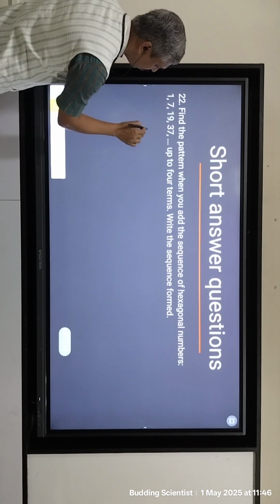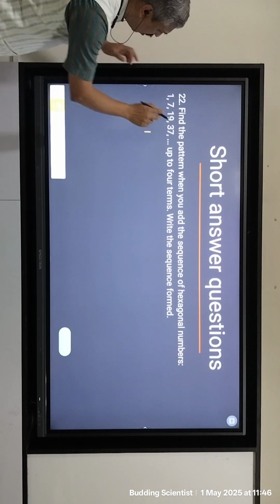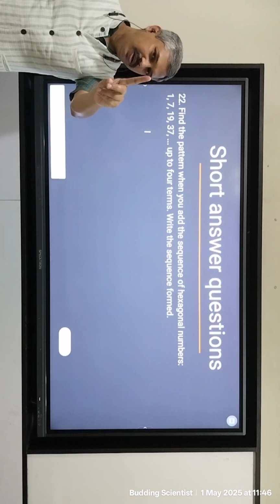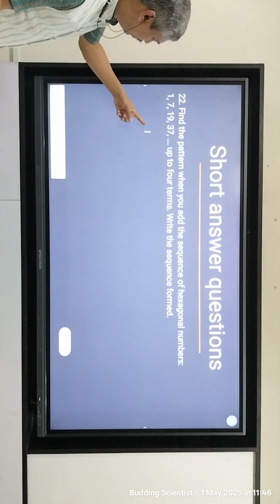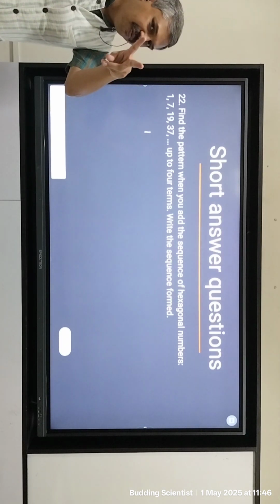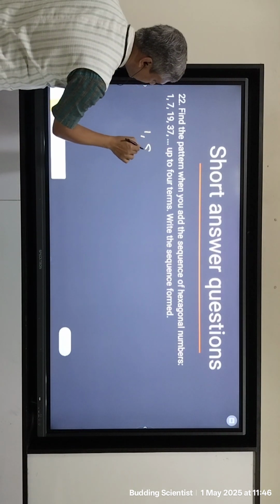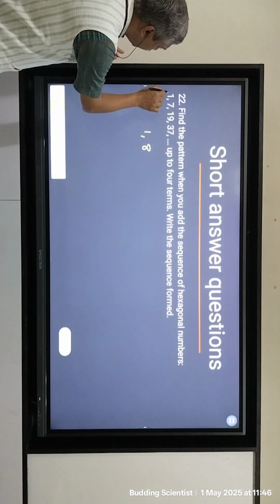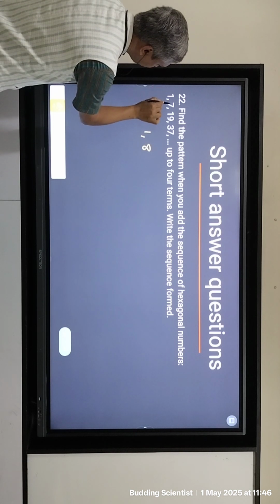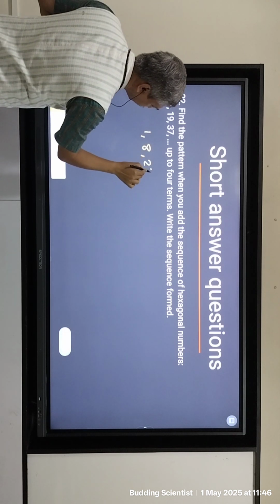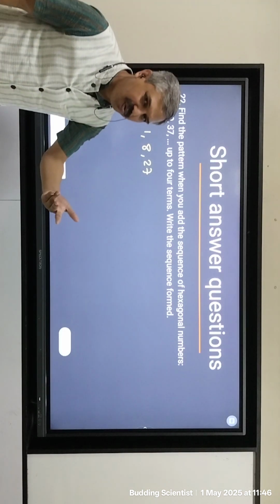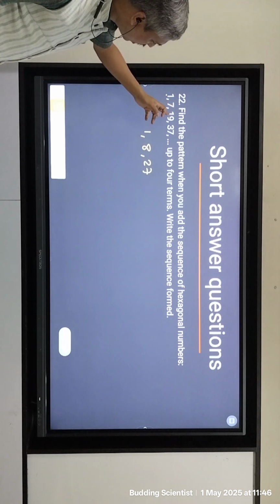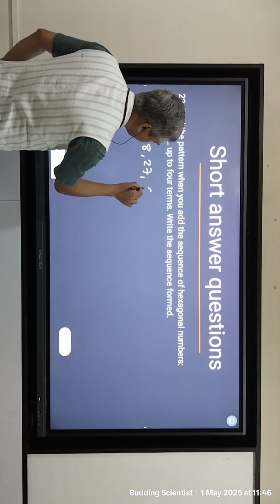See this. If you add only 1, so out of the given pattern of hexagonal numbers, you selected only 1. So the sum up to the first number is 1. Then you selected first 2 numbers. 1 plus 7 will be 8. Then you select first 3 numbers. So 1 plus 7 plus 19. 1 plus 7 is 8. 8 plus 19 is 27. And up to the fourth number, 1 plus 7 is 8, 8 plus 19 is 27, and 27 plus 37 is 64.